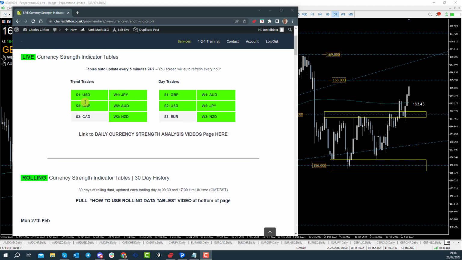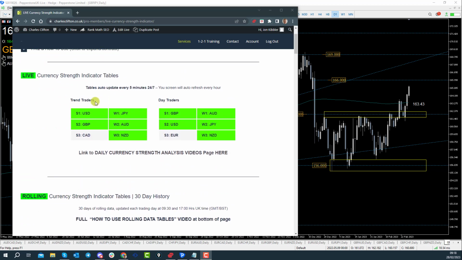Here we have our two types of tables in front of us. We have our trend traders table and our day traders table. These are the same studies but just highlighting different time frames. You can see here some of the currencies are highlighted in green. That means there's a confluence between those time frames, and that's where we'll be focusing a lot of our attention in these videos. The tables auto update every 5 minutes 24/7, meaning that our members can see how the markets stand right now in real time.